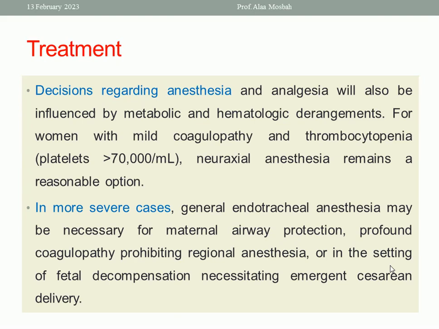What about anesthesia? Local, spinal, epidural, or general anesthesia? According to the situation, I may need spinal or epidural anesthesia if platelet count is more than 70,000 and there is mild coagulopathy. You can give the chance for neuraxial anesthesia. Okay? But in more severe cases, general anesthesia may be more suitable.